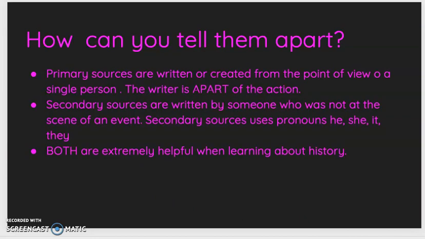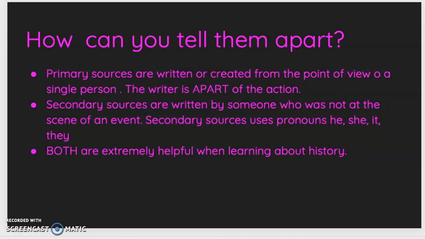So, how can you tell primary and secondary sources apart? Primary sources are written or created from the point of view of a single person. That writer is a part of the action. So, for example, a photograph: the photographer created that primary source. Secondary sources are written by someone who was not at the scene of the event. Secondary sources use pronouns like he, she, it, and they.